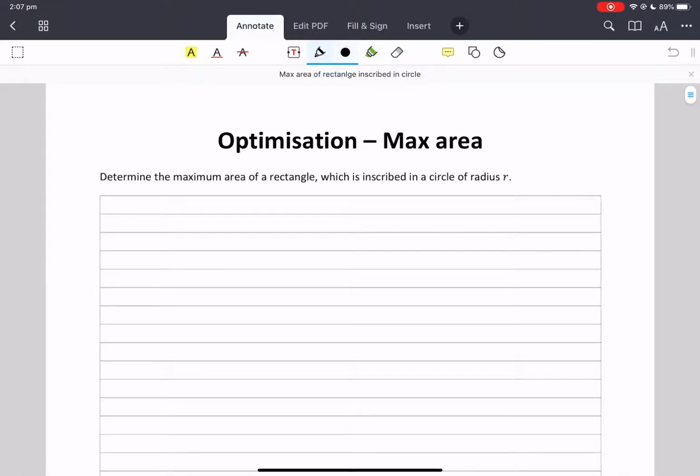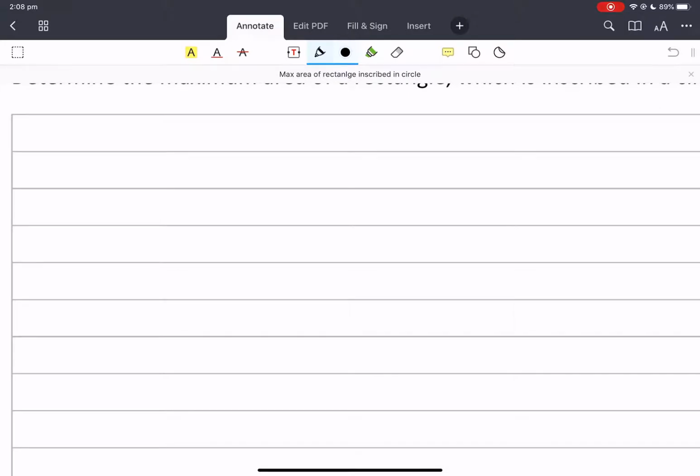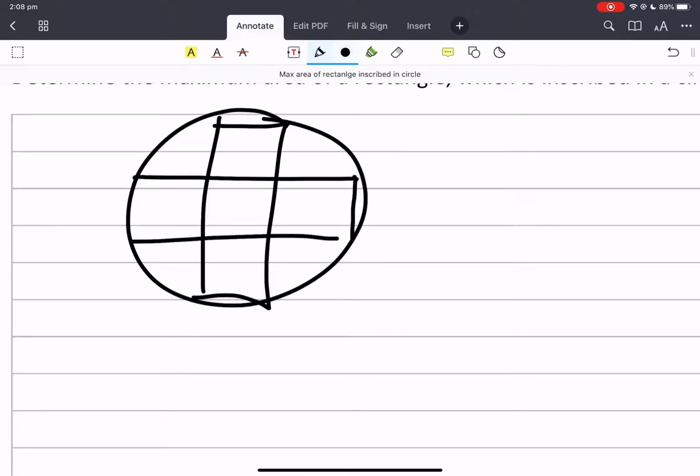Okay, so we're looking for the maximum area of a rectangle inscribed in a circle. I'm just going to make this a little bit bigger so that we can shrink it later and not run out of room. So here's our circle, and we can put a rectangle in it like that, or like that, or like that, and we want the biggest area.